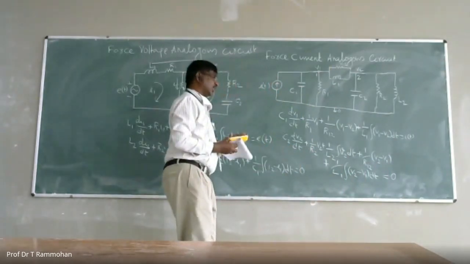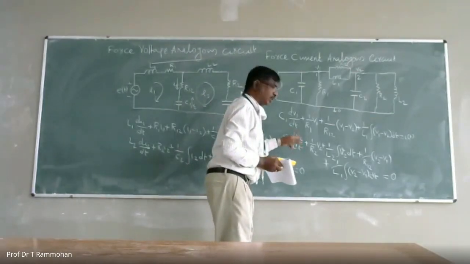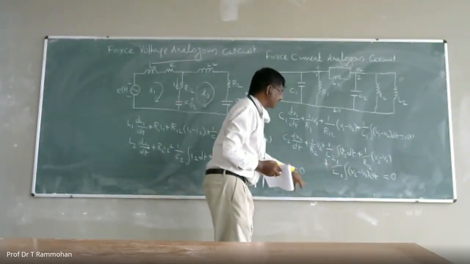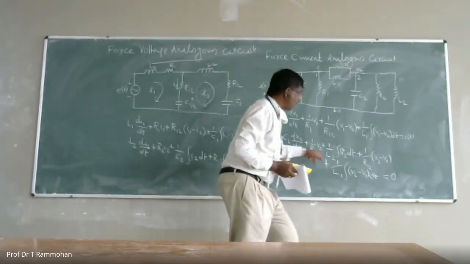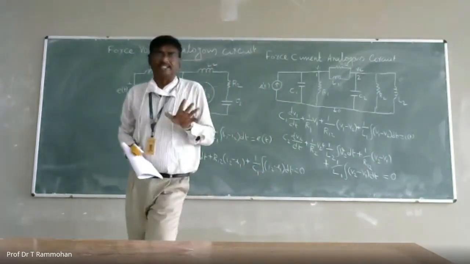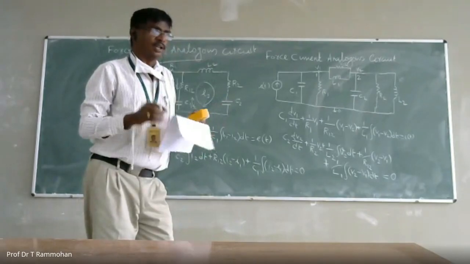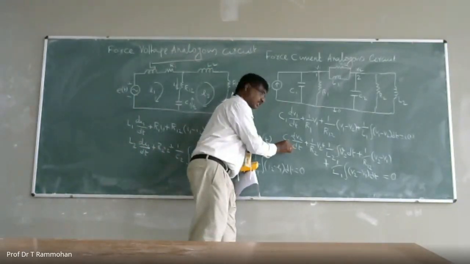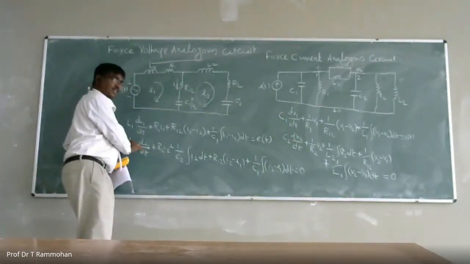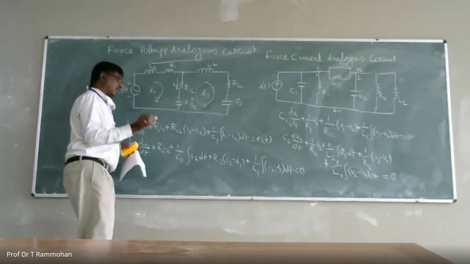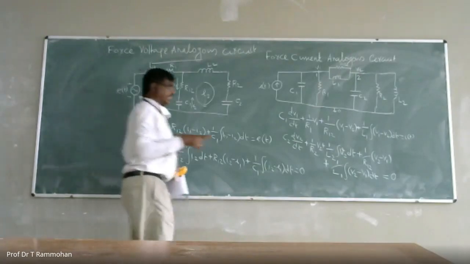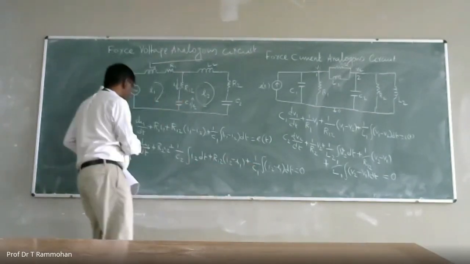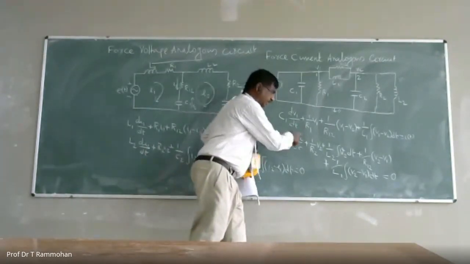Okay, so now you can compare. One first order differential equation, two integral equations, and two ordinary terms will be there. So these two equations, the C2 dV2 equation, is analogous to this equation, and this equation is analogous to this equation. Therefore, these two are dual equations or analogous equations. Here voltage is the input, here current is the input. The terms are the same: two integral terms, and one first order differential term.